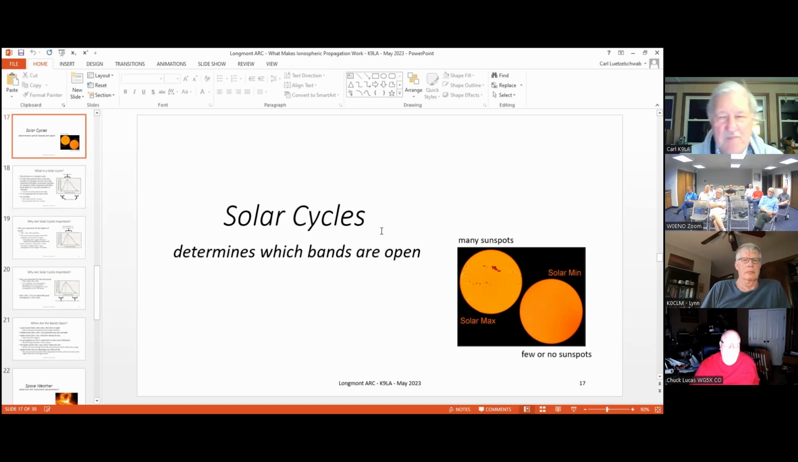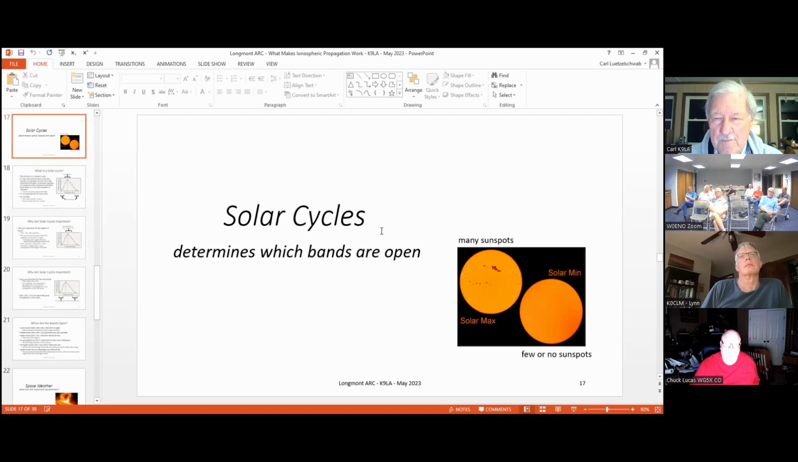We can also measure the polarity of the sunspot. It's just a magnetic field coming out of the sun and going back in, so there's a polarity to it. And that's the other thing that pretty much pins down that these sunspots are from this solar cycle.